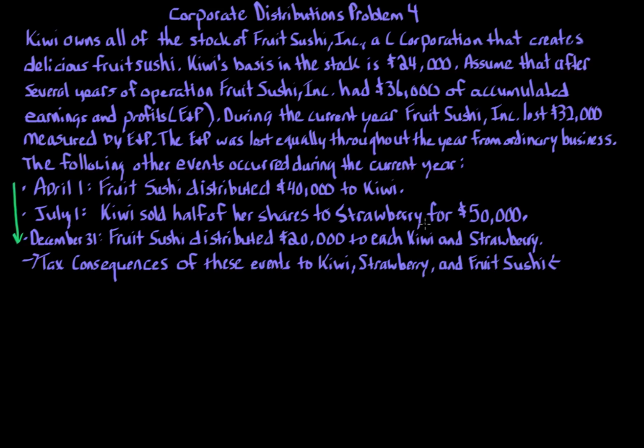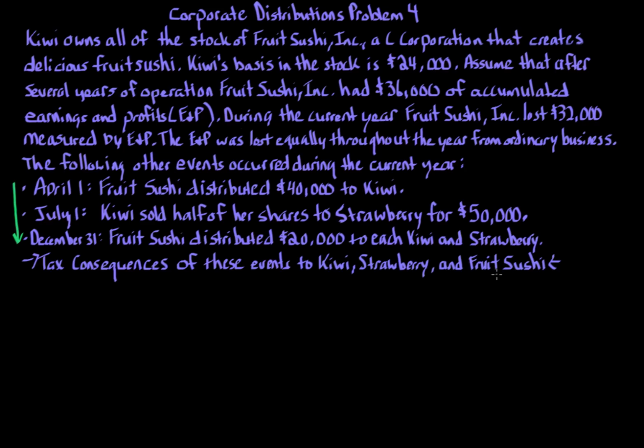Like we saw in the previous problem, Kiwi owns all the stock at the beginning. Halfway through the year, Kiwi sells half the stock. And at the end of the year, Kiwi and Strawberry both get a distribution. On April 1st, Kiwi's the only one that gets a distribution because Strawberry doesn't own any stock yet. So we're looking at the tax consequences with respect to Kiwi, Strawberry, the two shareholders, and Fruit Sushi.